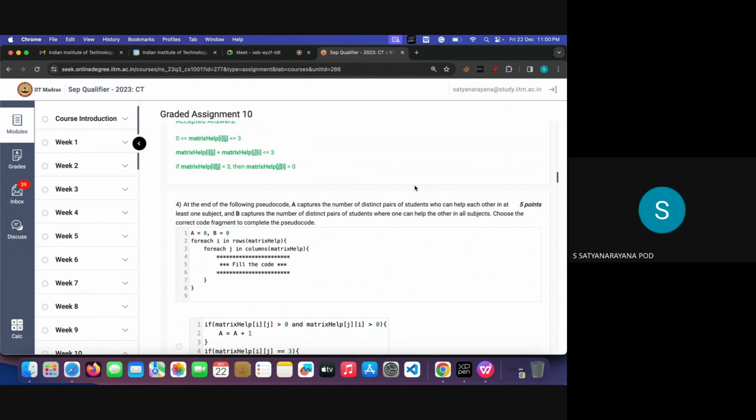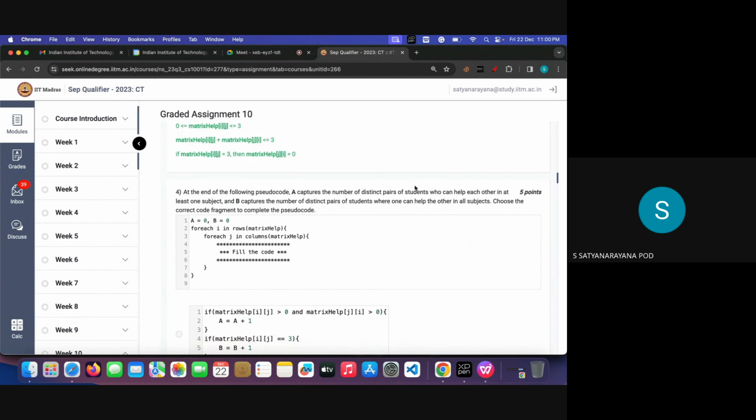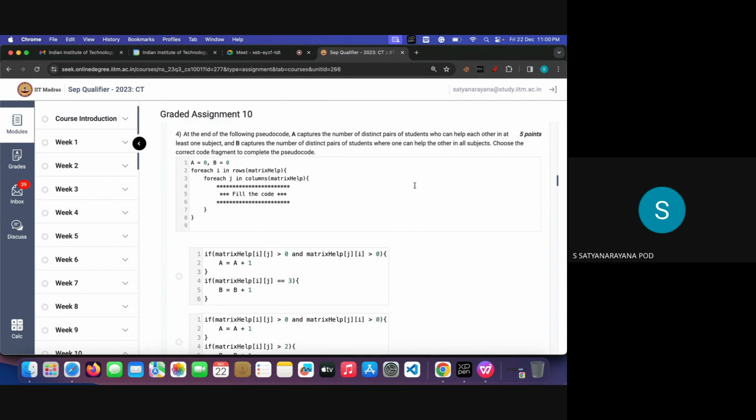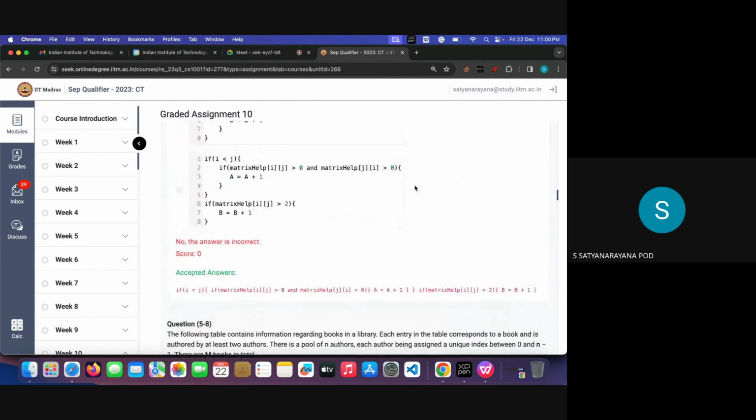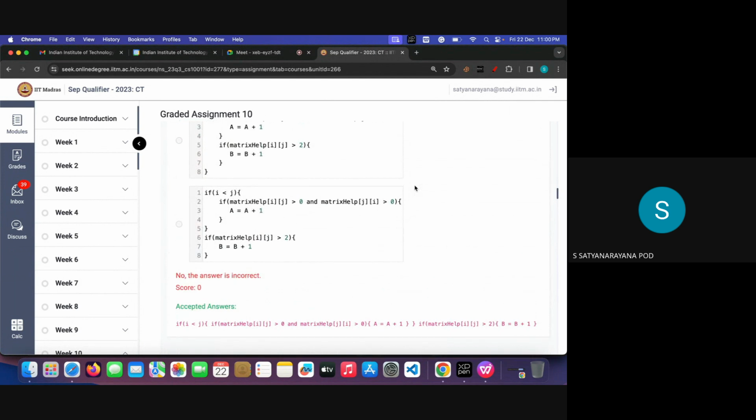See, B captures the number of distinct pairs of students who can help the others. Okay. In others, understood. Look here: here each other is there. I to J is here and J to I. But here it is who can help others only, not getting help from others. I to J is valid, J to I is not valid. Is it clear?